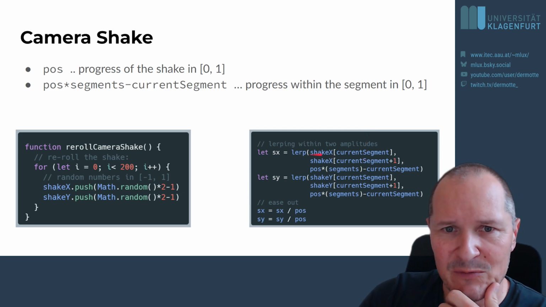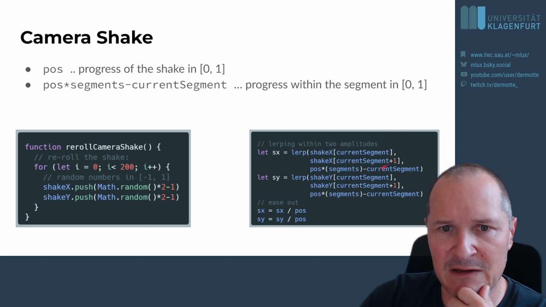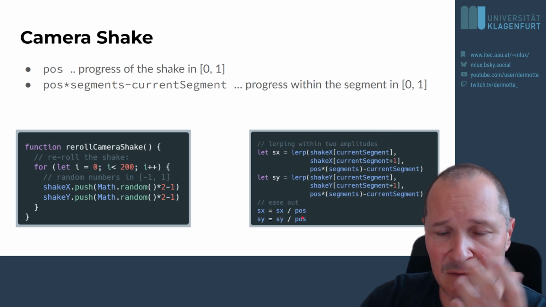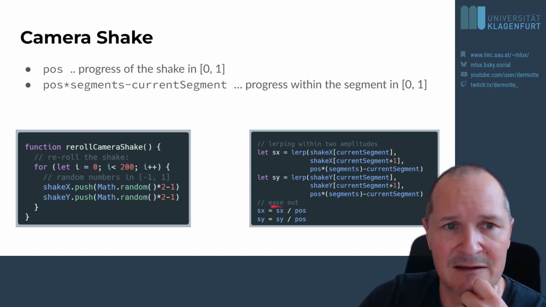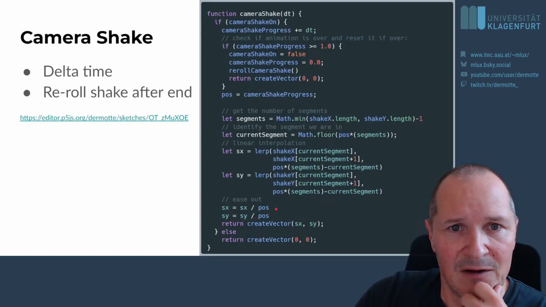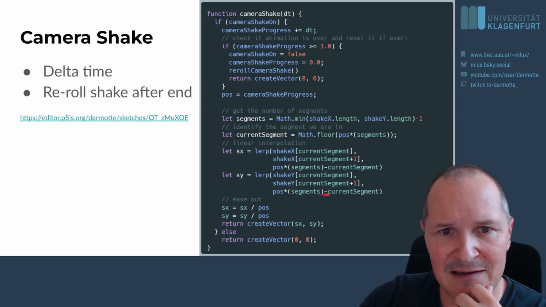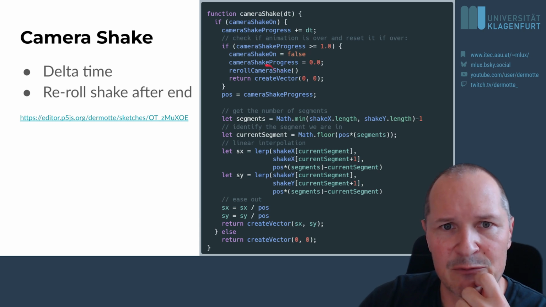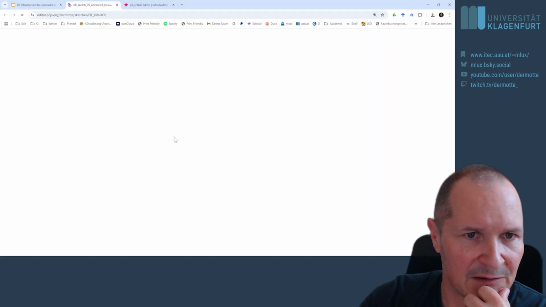And then we lerp between two amplitudes. So we are in the current segment and we want to have current segment plus 1, and then the position times the segments minus current segment, and just lerp between them. And easing out is getting towards this position. We're using the spring follow basic. We're using delta time for that and re-roll the shake after the shake has ended. So if the segments are too much, then we re-roll the camera shake here. And well, yeah, that's the idea.